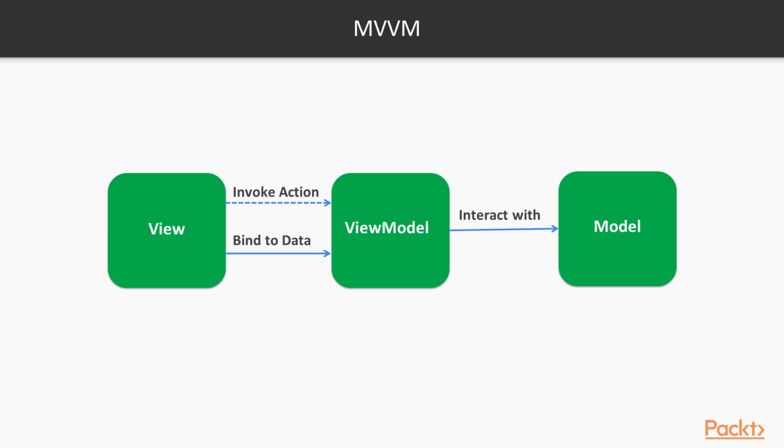The MVVM design pattern is similar to the well-known MVC pattern in such a way that the model and view are relatively the same. The only difference resides between the controller and the view model. The view binds to observable variables and actions exposed by the view model. It is also possible for multiple views to bind to a single view model.